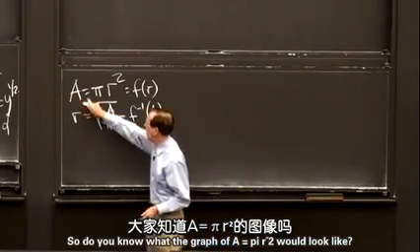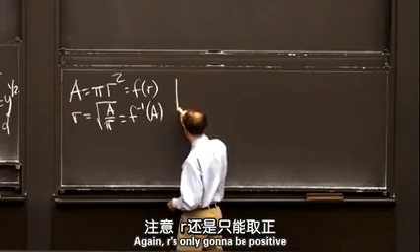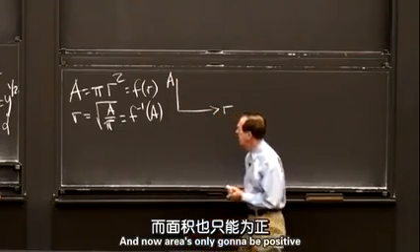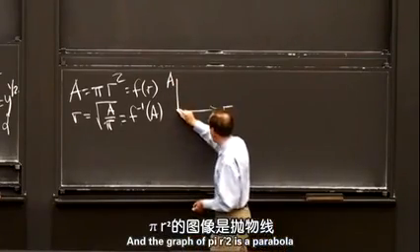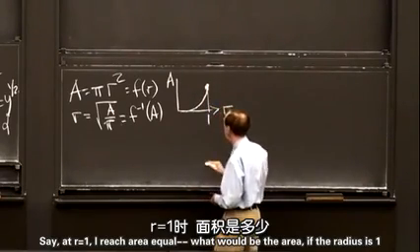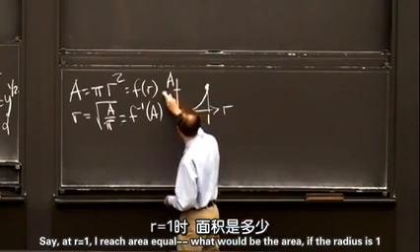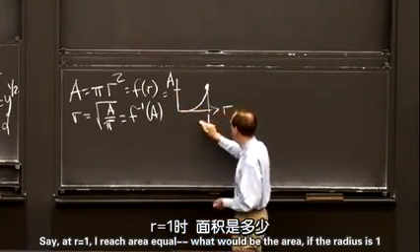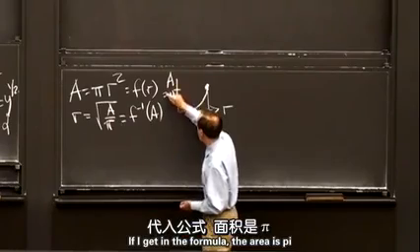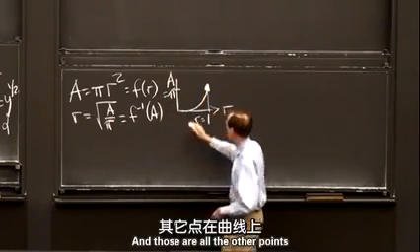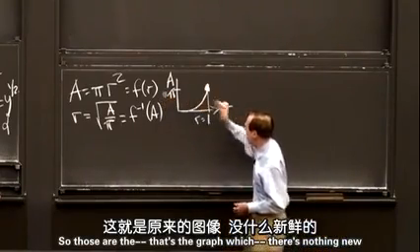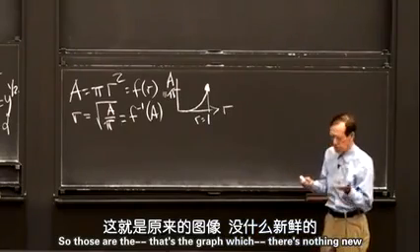Do you know what the graph of a equal pi r squared would look like? Again, r is only going to be positive, and now area is only going to be positive, and the graph of pi r squared is a parabola. Say at r equal 1, what would be the area if the radius is 1? Plug it in the formula, the area is pi. That's that point, and those are all the other points. So that's the graph, which was nothing new.